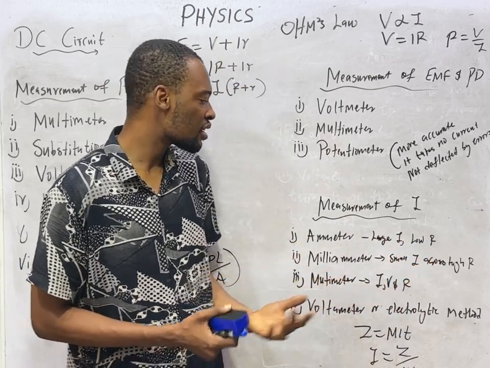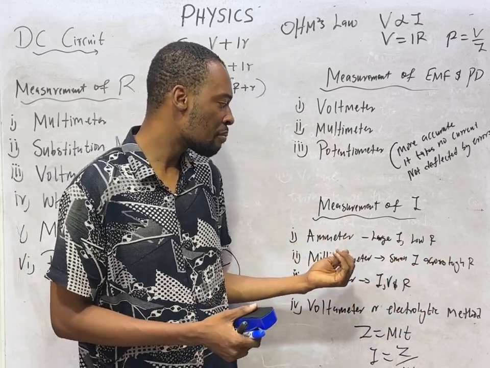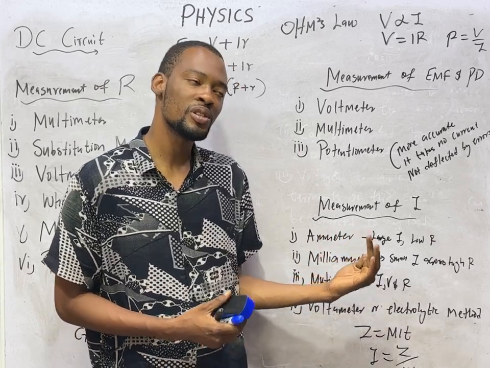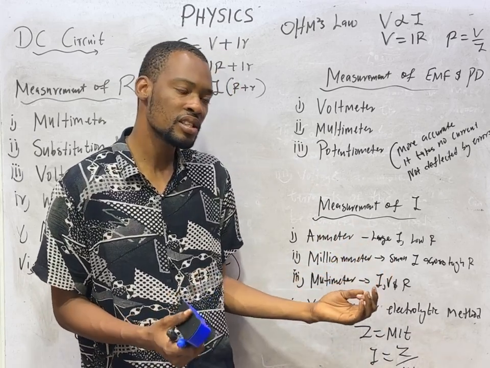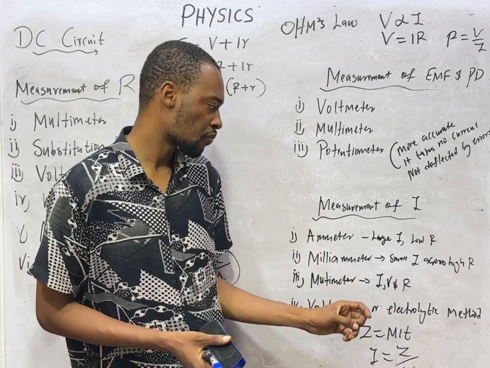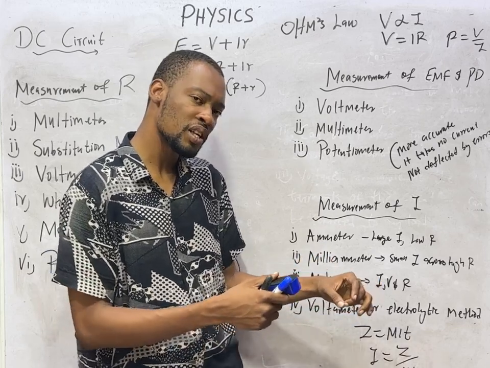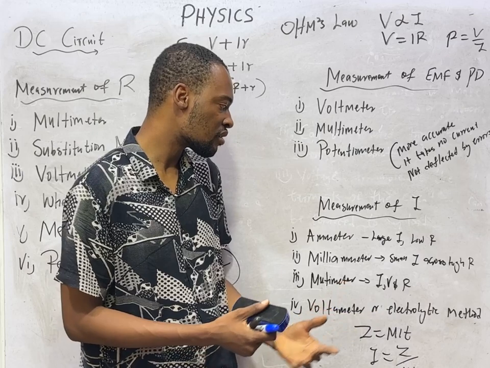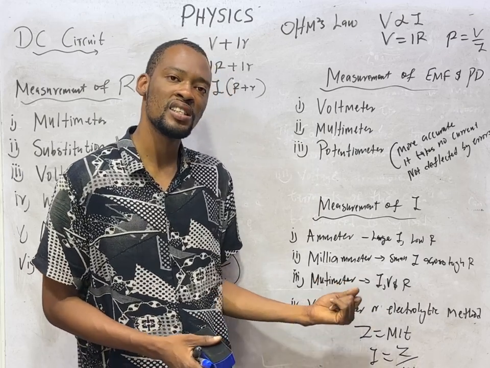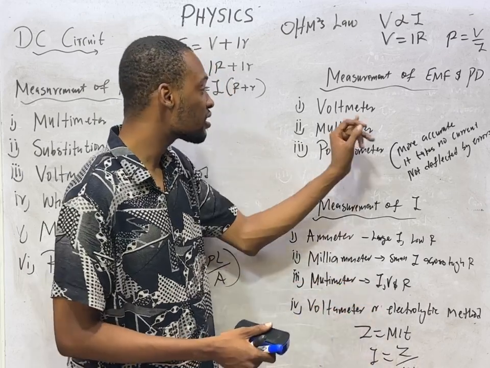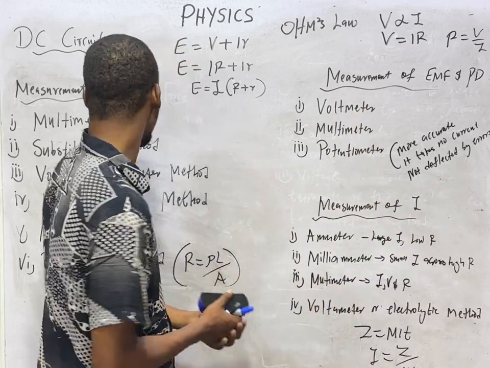And to measure current, we can make use of the ammeter. Ammeter is used to measure large current through a small resistance. Then we have the milliammeter. It is used to measure small currents across a large resistance or resistor. Multimeter is a device. It can measure current, it can measure voltage, and it can measure resistance.